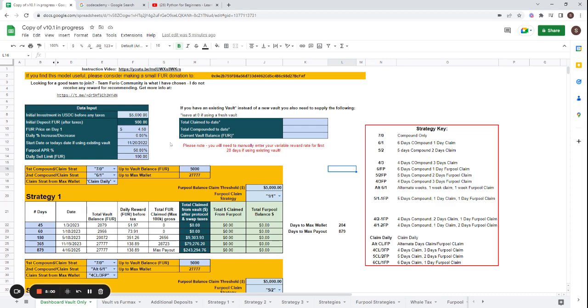So, what's changed in this model? If you're familiar with v10 or v9.2, there's not a huge amount that has changed in terms of how you use it as a user. You've got your main data input section at the top here, where you would put your initial investment and the price of fur. It's going to calculate what your fur vault balance is going to be on day one. Then the Furpool APR. I've got this at 50% at the moment.